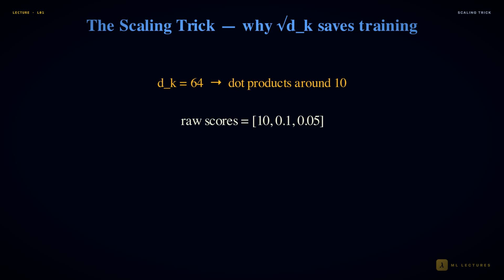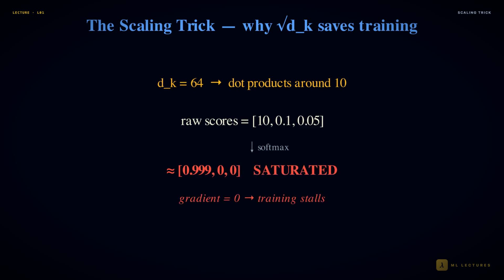E to the 10 is about 22,000. E to the 0 is 1. So softmax of scores like these looks like 0.999, 0.00. All weight on one key, the distribution has saturated. And here is why that kills training. When the output is nearly 1 hot, the gradient of softmax is near 0. Backpropagation cannot update anything. Training stalls completely.